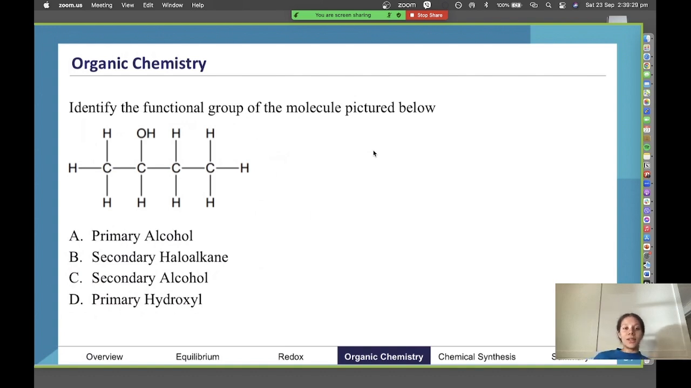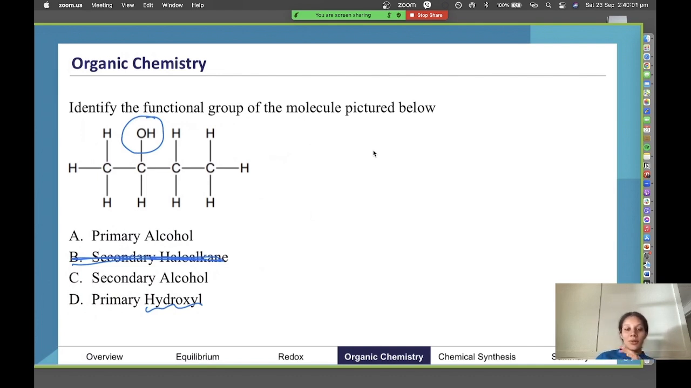Now here we want to identify the functional group of the molecule. Now our functional group is this hydroxyl group here. That's what's our special thing about this molecule. And then we want to think about, is it a primary or a secondary? So we can kind of exclude that. And then we want to think about, is this primary? And this is technically a hydroxyl group, so we can maybe not cross out that option just yet. But let's figure out if it's primary or secondary.